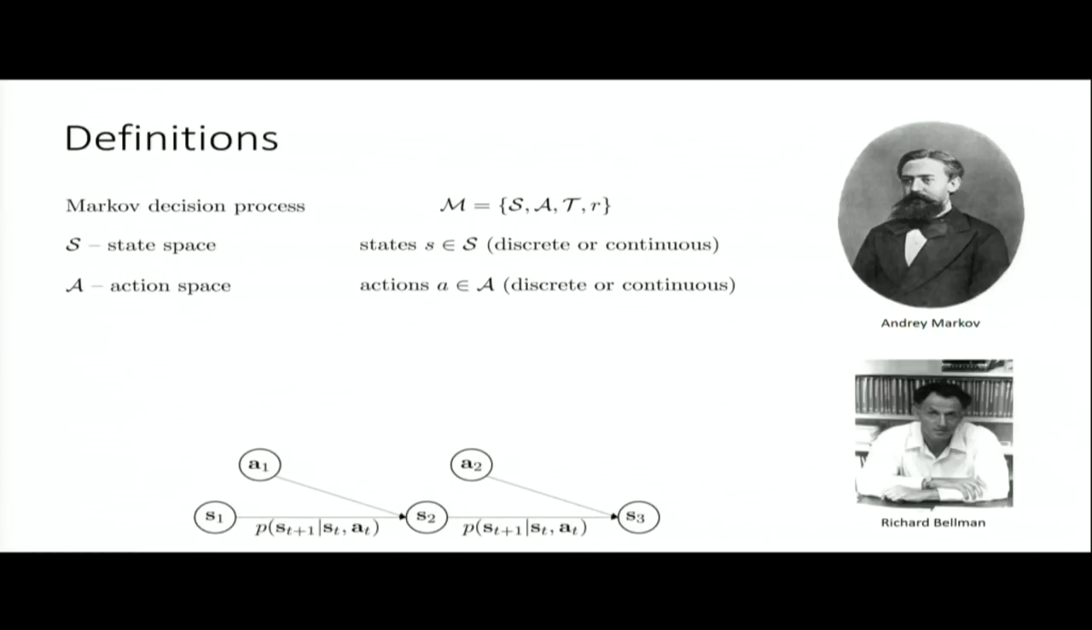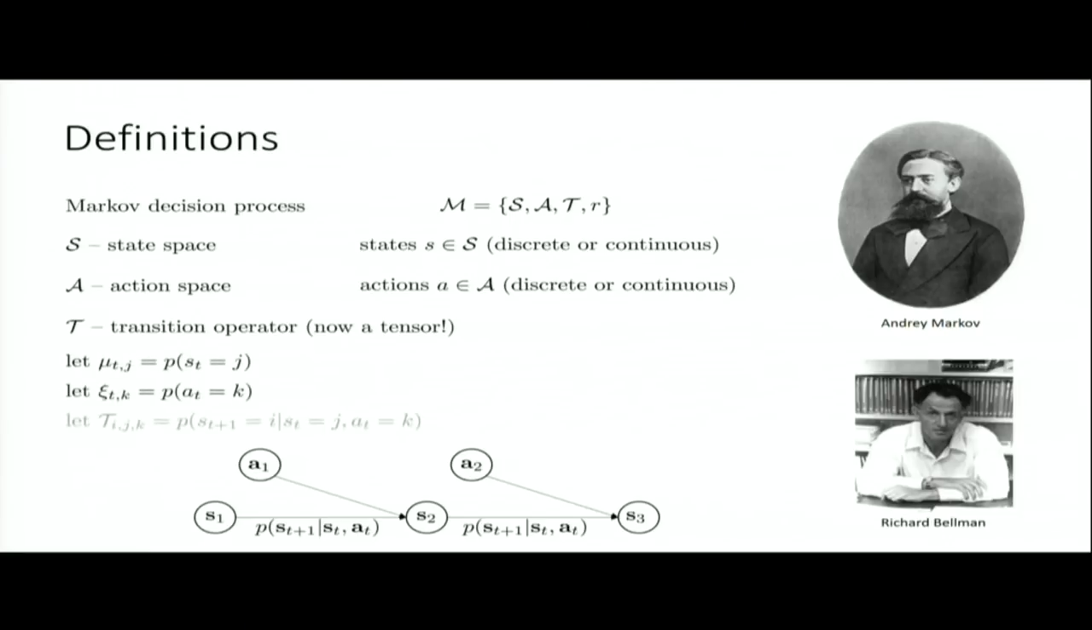So the corresponding graphical model now looks like this. Just like before, there's this backbone consisting of states, but now every transition is also influenced by an action. And the action can be chosen however you want. So there's still a transition operator T, but now this transition operator is three-dimensional. It's a tensor, because it describes the probability of entering a particular state given a particular current state and action.